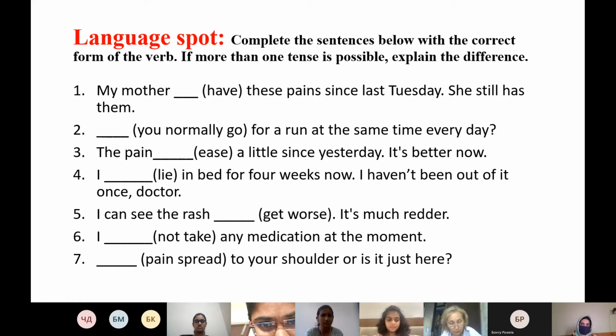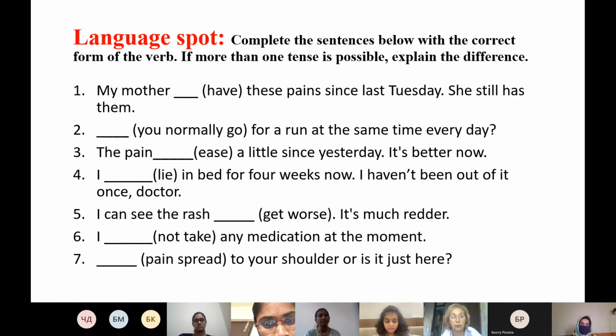Kubra Khadija. When do you normally go for a run at the same time every day? Look, we have every day. We can't ask when because the answer is here. Yes, this is a general question. Do you normally go for a run at the same time every day? Exactly. This is present simple.